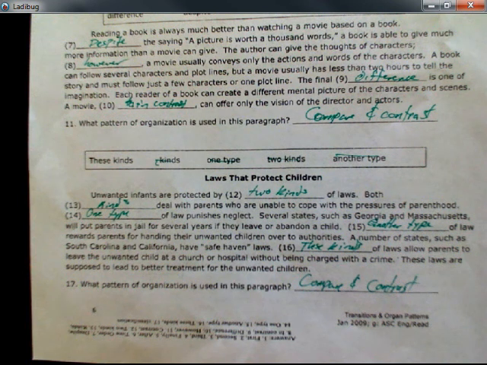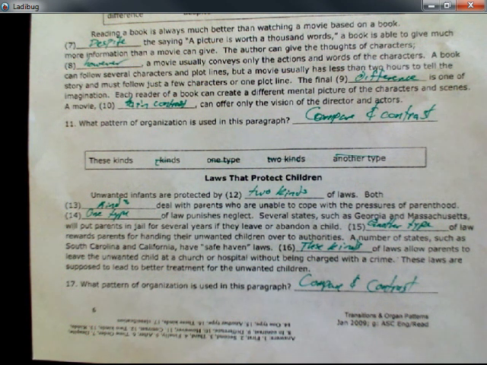And the people don't want the laws to happen. Where do you see that? Because it says the parents. What did they do to the laws? What you're doing is you're trying to make it fit. You're seeing what you want to see. There is nothing causing something else here. And we can even see that in the title. Laws that protect children. We know this is about what? The laws. This is only about the laws.